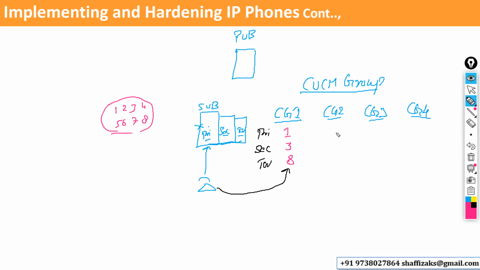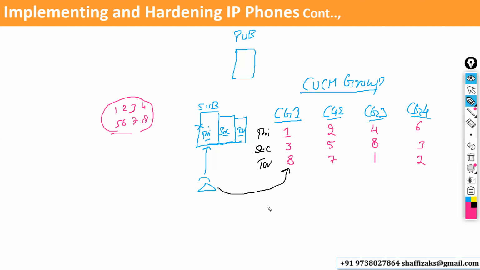Next, CUCM group 2 we have: 2, 5, 7. Next: 4, 8, 1, 6, 3, 2. That's how I have taken.